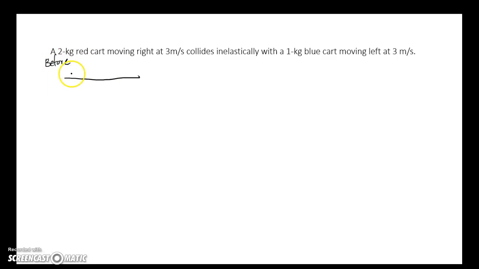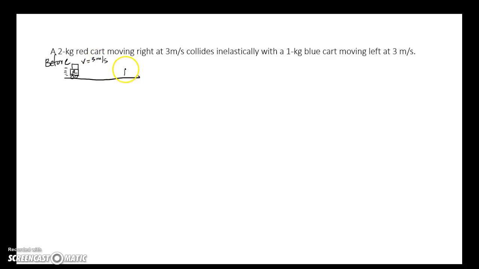And for before, we know that we have a red cart, so I'll write red on there, and it's 2 kilograms, so I'm going to put a mass on there, and it says it's moving to the right, so we're going to draw those motion lines, and it tells me it's moving at a velocity of 3 meters per second.